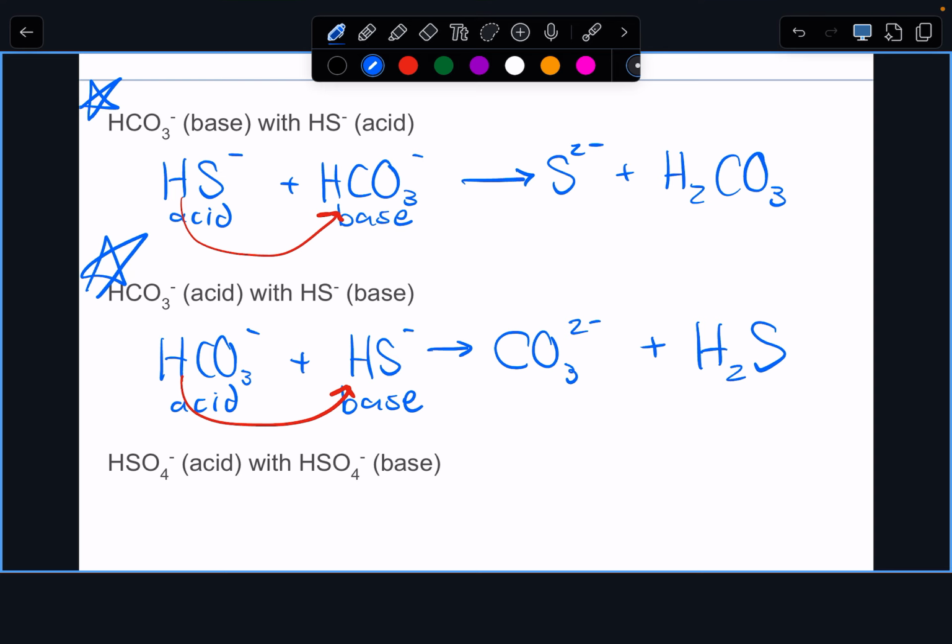Okay, so these guys that can either act as an acid or a base, like water, right? Because water can do that as well, are called amphiprotic. I think amphoteric is actually water specifically, but amphiprotic, so they can have protons accepted or donated.